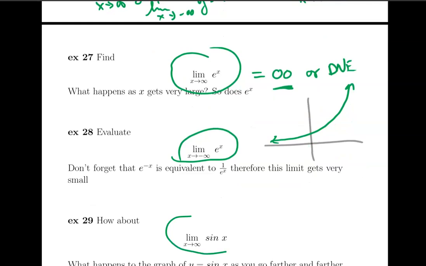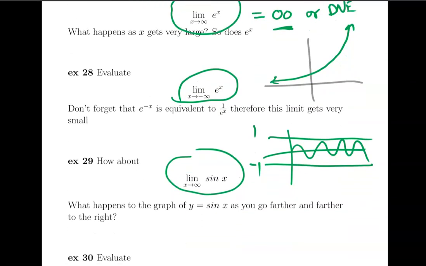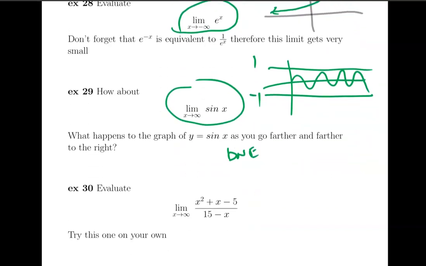How about this situation here? What happens to this graph as we head over to the right? Well, again, it just keeps oscillating. So does it actually approach a single value? Even though it's bounded above and below by 1 and minus 1, respectively, does it actually approach a value? It doesn't. So this limit does not exist. Okay? Does not exist. It needs to approach a single value.